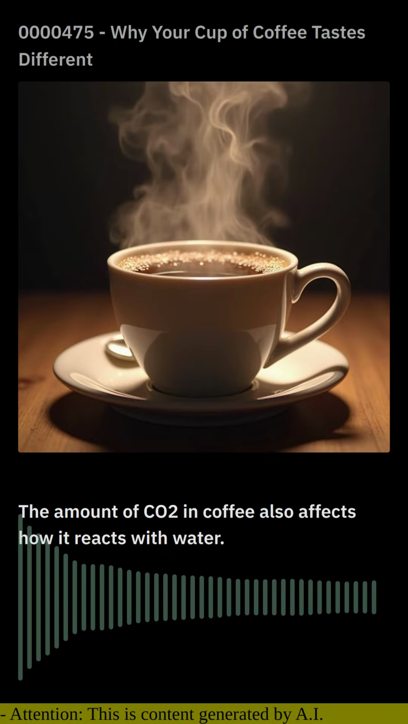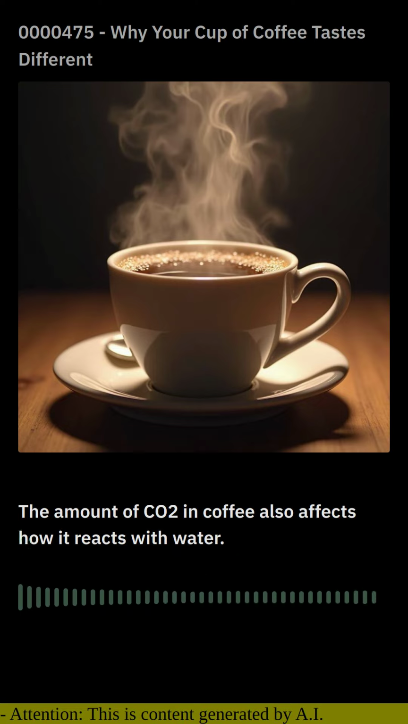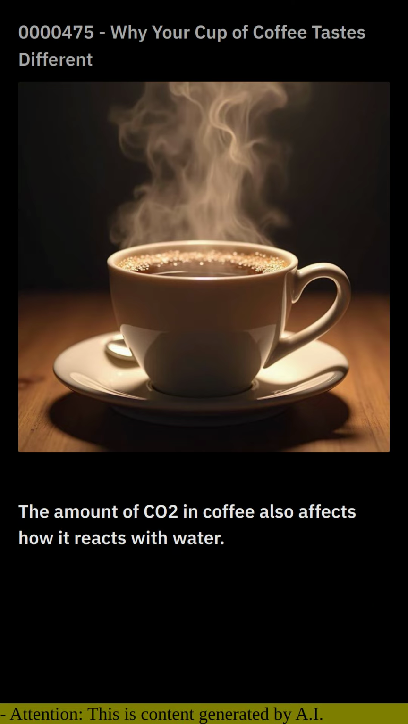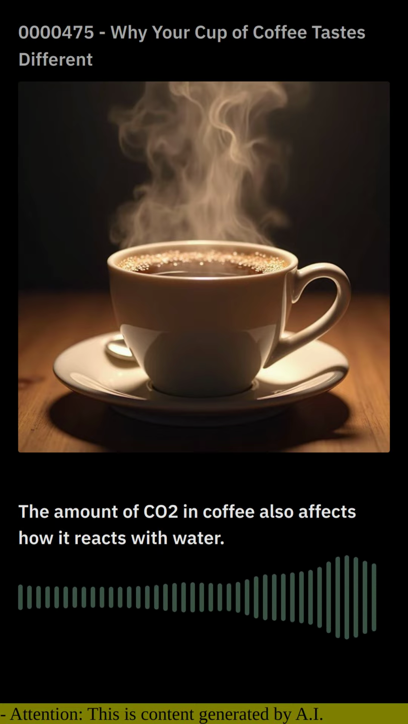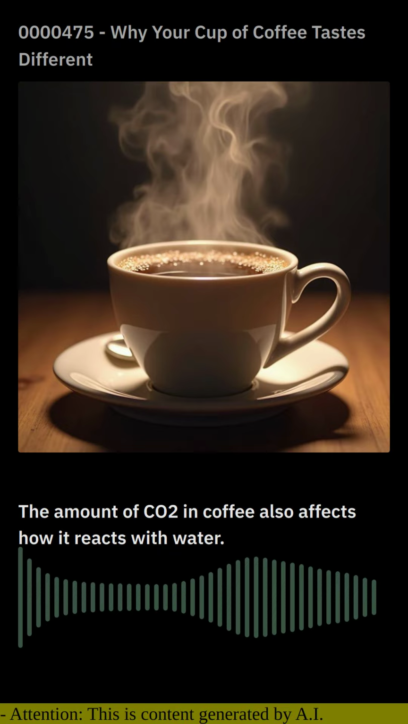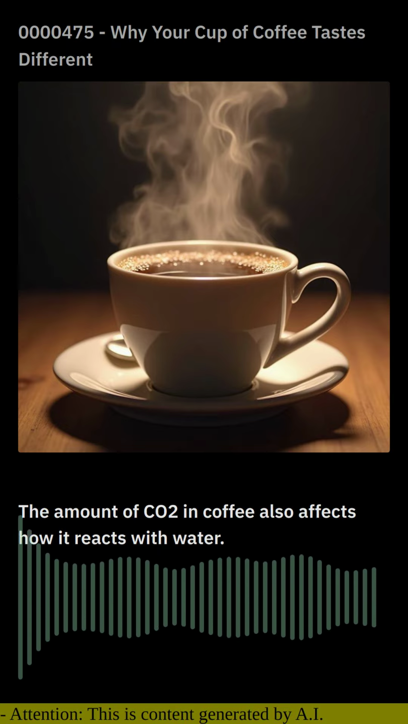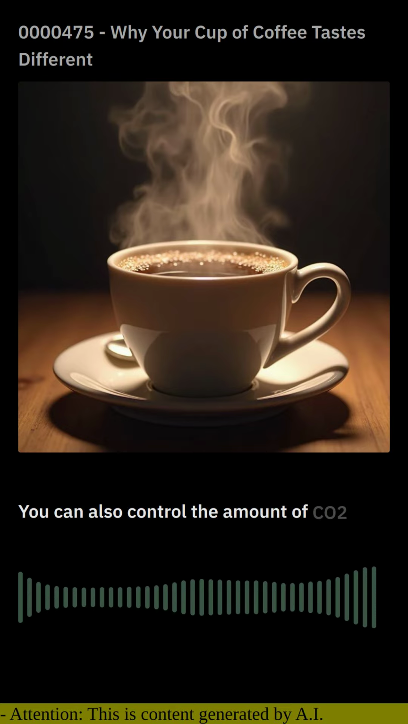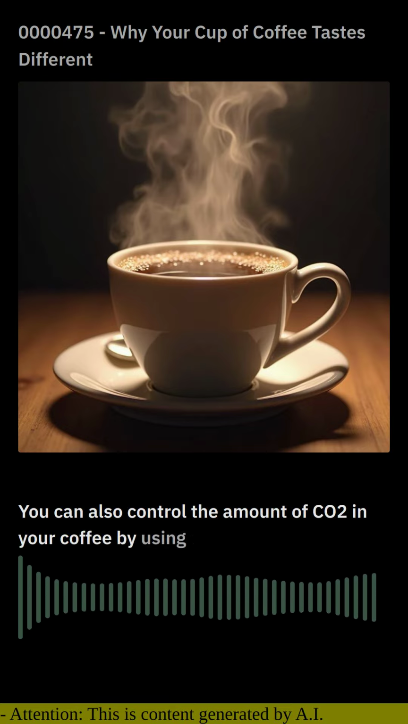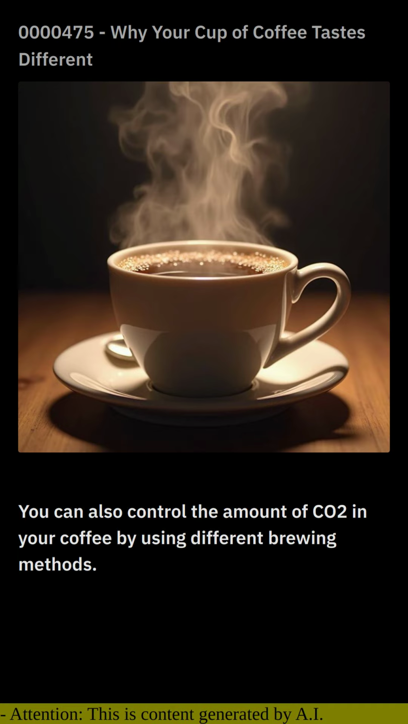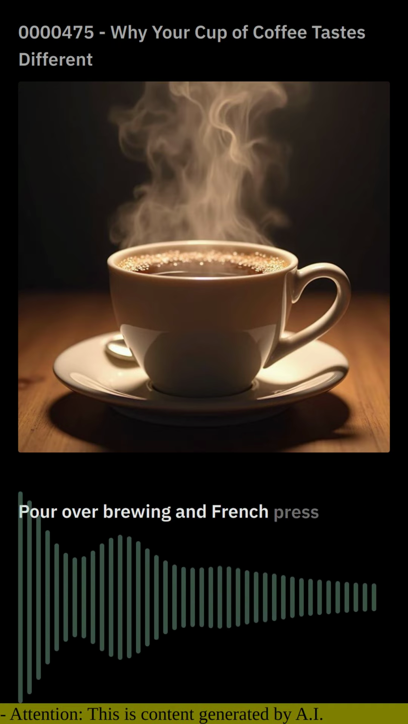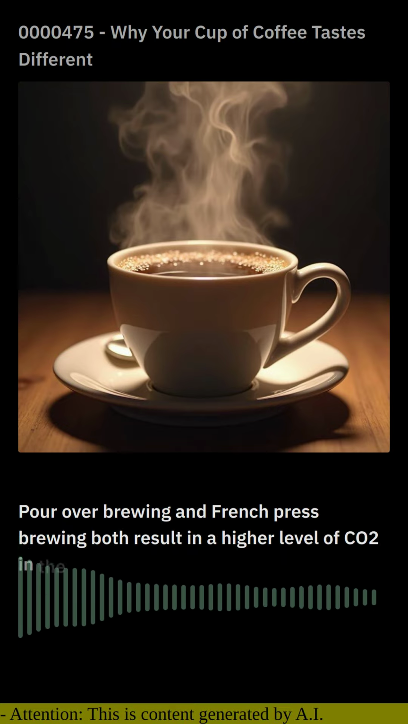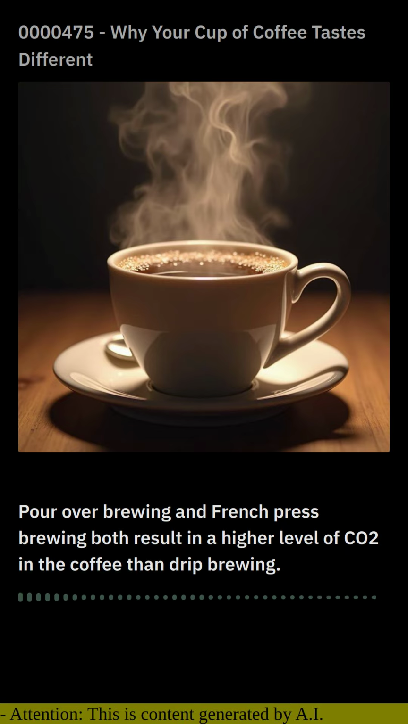If you want to enjoy the full flavor of your coffee, it is important to brew it when it has a high level of CO2. The best way to do this is to use freshly roasted coffee beans and to grind the beans just before brewing. You can also control the amount of CO2 in your coffee by using different brewing methods. Pour-over brewing and French press brewing both result in a higher level of CO2 in the coffee than drip brewing.